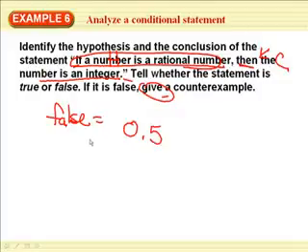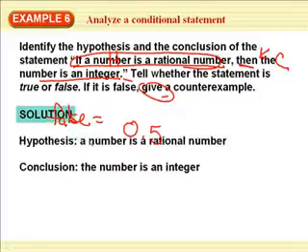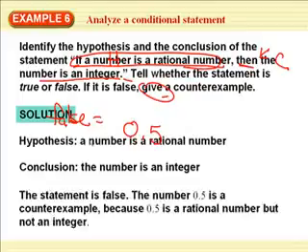So let's see what they did. I think they used the same number. Okay, the number is an integer. The number 0.5 is a counterexample because 0.5 is a rational number, but it is not an integer. So you've got to find something to disprove it, and if you do, then you know it's false.